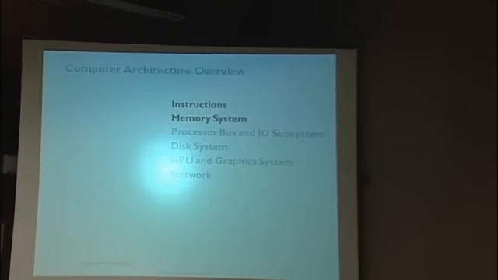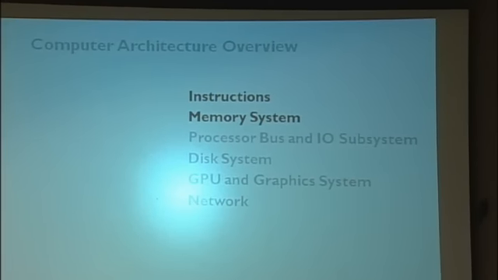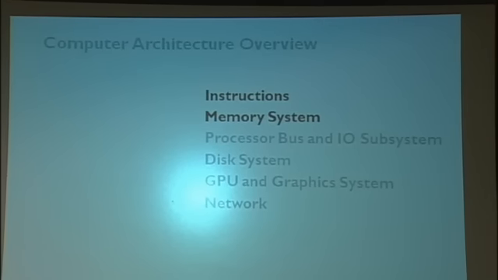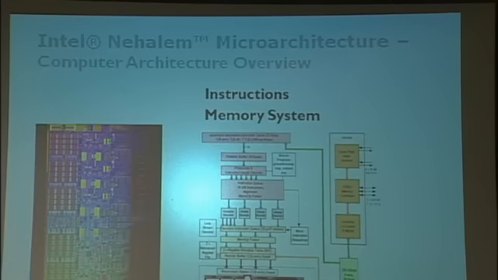So computer architecture includes many different things. You are doing instructions, memory, I/O bus, disk systems, GPU, graphics, all those things. But we are not getting into beyond instruction and memory systems, so we are going to focus on that. But if you really want to understand the full end-to-end performance, you have to worry about all those other things. So that said, let's go into instructions and memory.